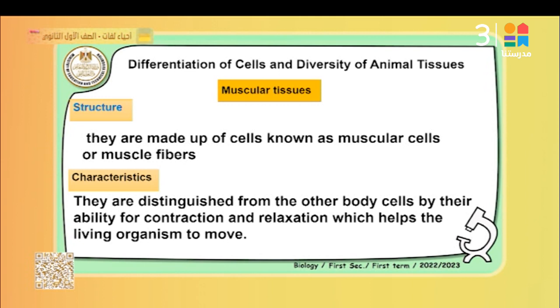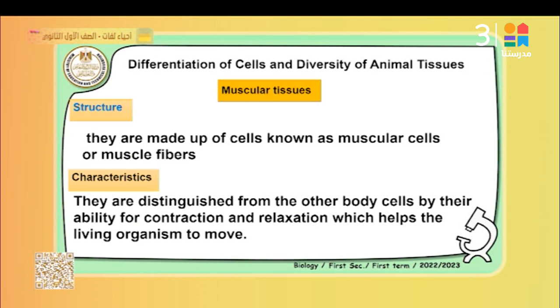So the smooth endoplasmic reticulum is found abundantly in the muscle and the liver. Why? Because it plays an important role in transferring glucose into glycogen and storing it inside the muscles. The muscles need a large amount of energy to contract and relax. The building unit, or structural unit, of the muscles is called the muscle fibers. They are made up of cells known as muscular cells or muscle fibers.